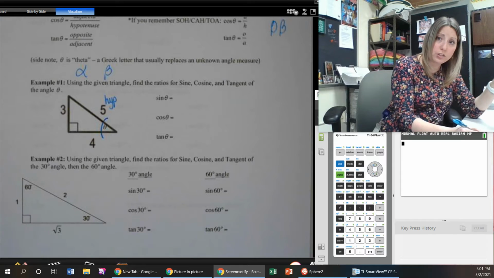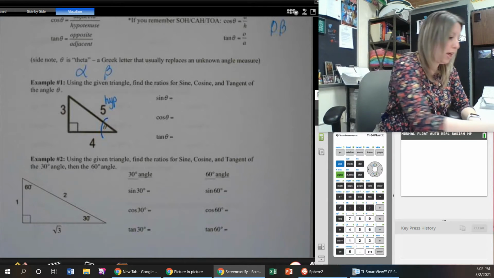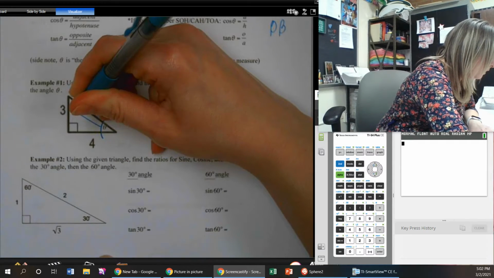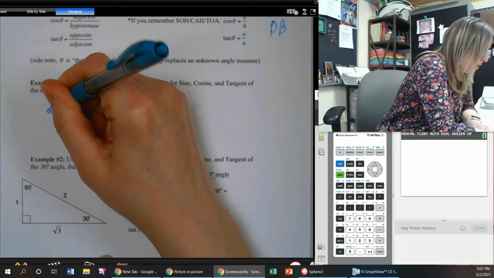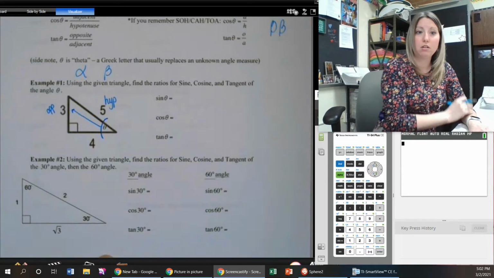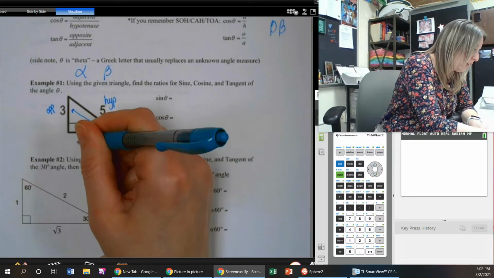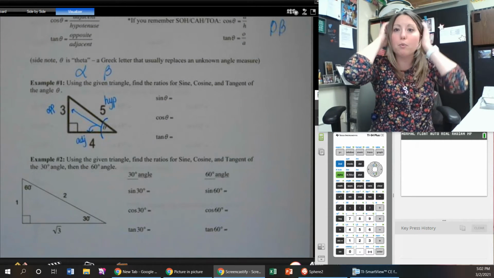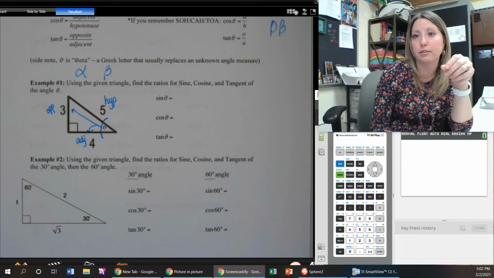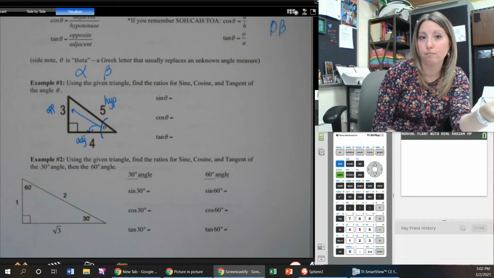Now, this is where knowing what opposite and adjacent mean really comes into play. The opposite side from your angle is across from it, all the way across. And the adjacent side to your angle is the one right next to it. So this is the relationship of how we describe the names of the sides compared to the angle in question.